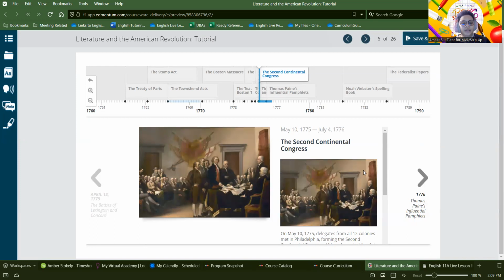So this time, delegates from all 13 colonies met again, because at this point, right, they sent the letter, they've been boycotting the stuff that the British is selling, but they're still going back and forth. There's still fighting that's happening. The British are not backing off. So they got together again and said, hey, we got to figure this out. We can't just keep struggling like this. We got to figure out what we're going to do.